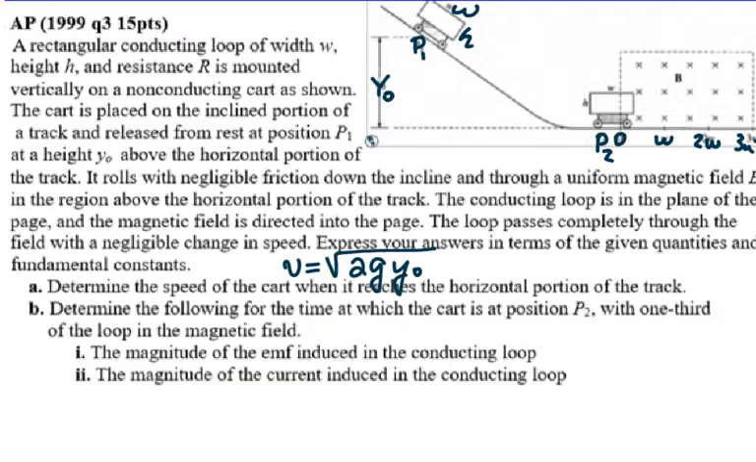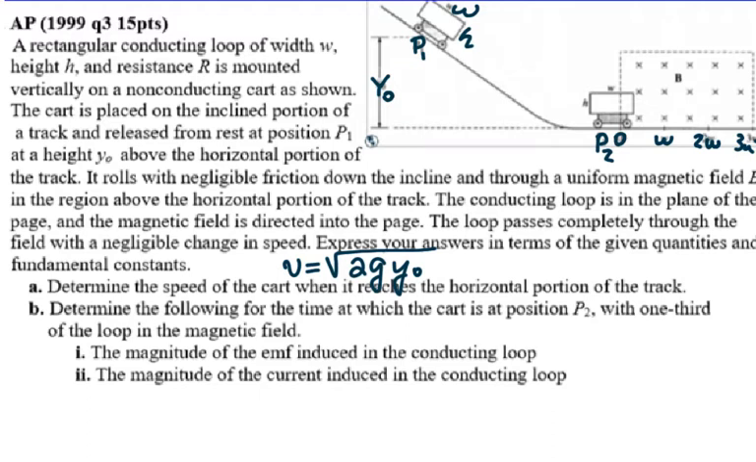For B part, they say determine the following for the time at which the card is in position P2 with 1/3 of the loop in the magnetic field: the magnitude of the EMF induced in the conducting loop, and the magnitude of the current induced in the conducting loop.